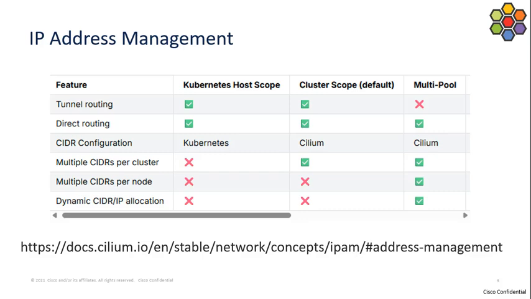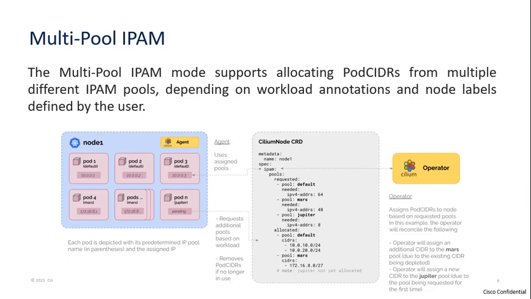What is important to highlight here is that multiple IPAM is the only IPAM for on-premise Kubernetes clusters that supports multiple CIDRs per node and supports dynamic CIDR IP allocation. And that's indeed the unique characteristic of multiple IPAM, because you can allocate pod CIDRs from multiple different IPAM pools, and then you can selectively configure using annotation which pool will be used to give an IP address to the pod workload, or KubeVirt VM.